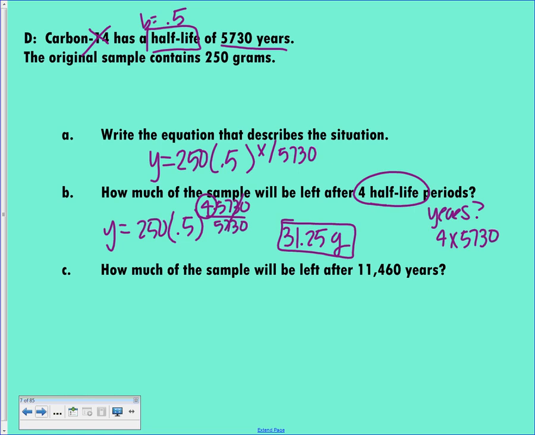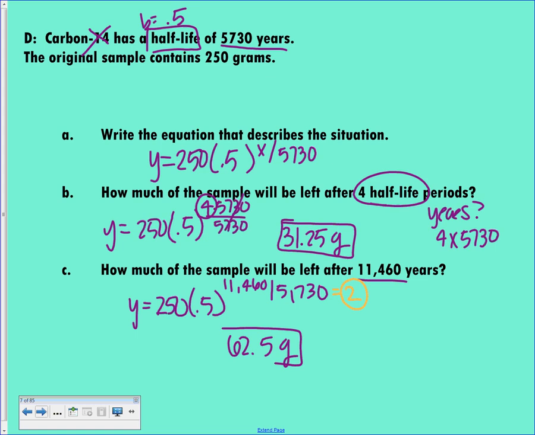Part C, how much will be left after 11,460 years? Years is what we're describing, so I'll just leave that. So 250 times 0.5 to the 11,460 divided by 5,730. You should divide it before you figure that out. So this is going to equal 2. Again, that's the number of half-lives. It's slightly different than B, but either way you're looking for the number of half-lives. So 0.5 to the second times 250 should give me 62.5 grams for my final answer.